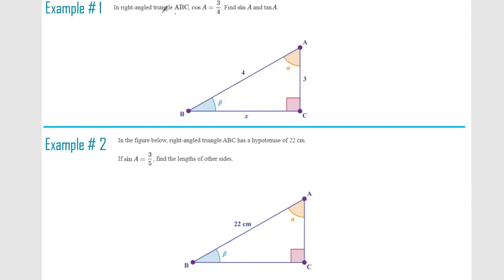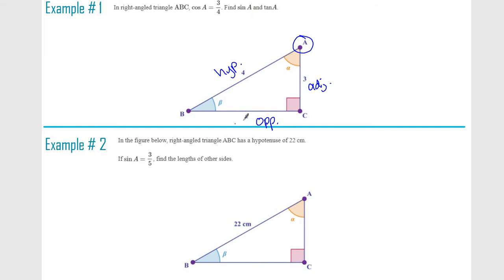Here we have a right-angled triangle, and cosine A is 3/4. So cosine of angle A is adjacent over hypotenuse. Now we want to find sine of A and tan of A. It helps to know what this is. First I'd always label my sides. This side is the hypotenuse, this is the adjacent, and this is the opposite, because we're basing it off of angle A.